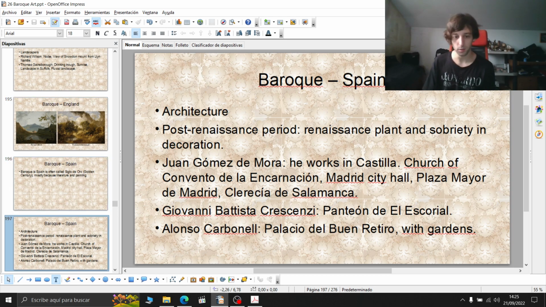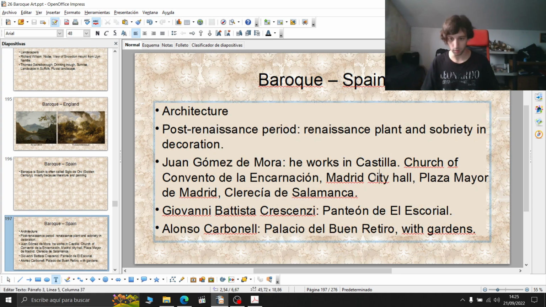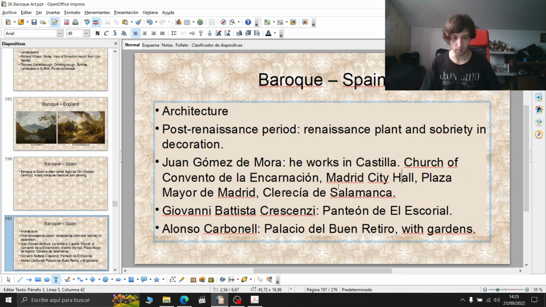Architecture. Post-Renaissance period. Renaissance plant and Soretin decoration. Juan Gómez de Mora, he works in Castilla with Church of Convento de la Encarnación, Madrid City Hall, Plaza Mayor de Madrid and Clerecía de Salamanca. Giovanni Battista Crescenzi with Panteón del Escorial and Alonso Carbonell with Palace of... If I translate this literally, it is Palace of the Good Retirement, Palacio del Buen Retiro with gardens.